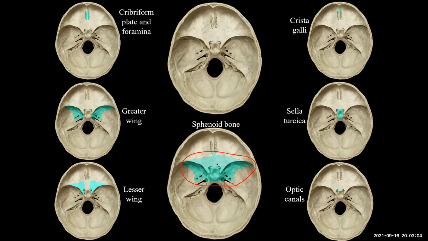And then in the center here, you've got this structure called the sella turcica. That means Turkish saddle.